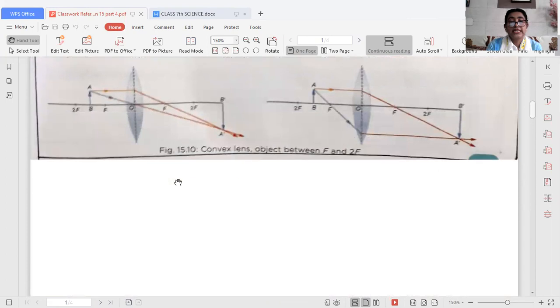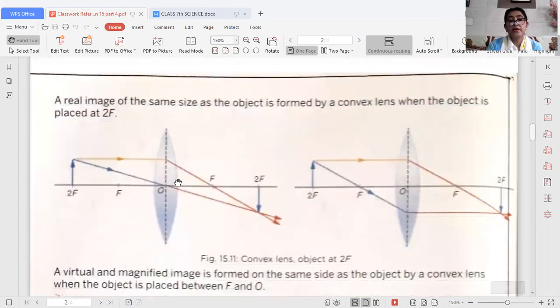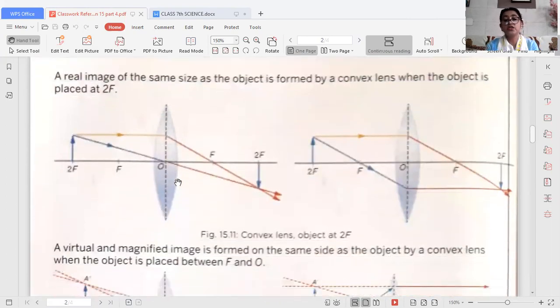Now we can see there are different images, like a real image of the same size. The image is formed depending on where the object is placed. Here you can see a real image of the same size as the object is formed by a convex lens when the object is placed at the second focus.